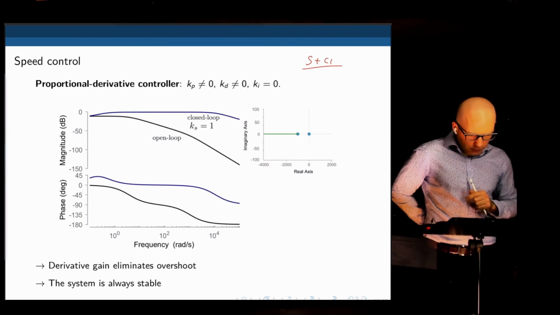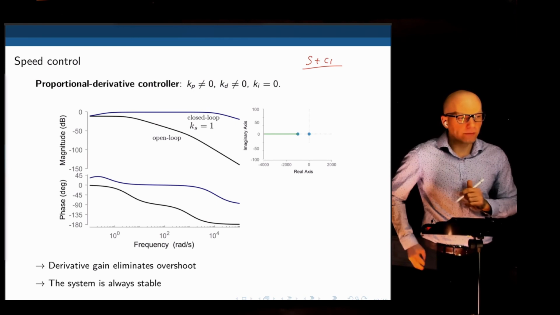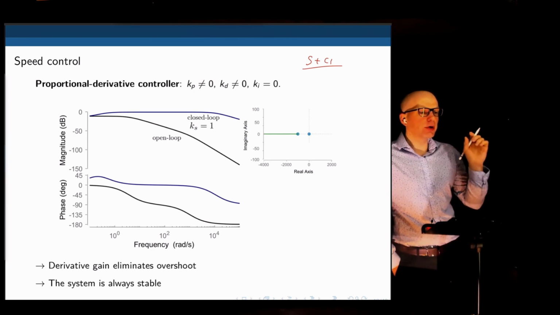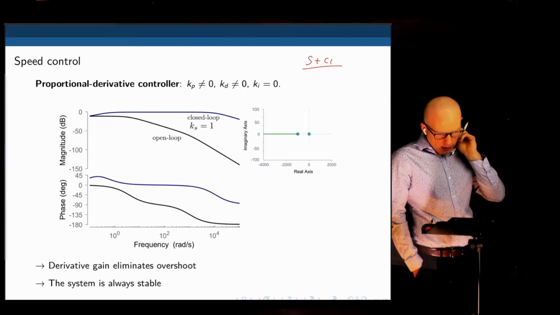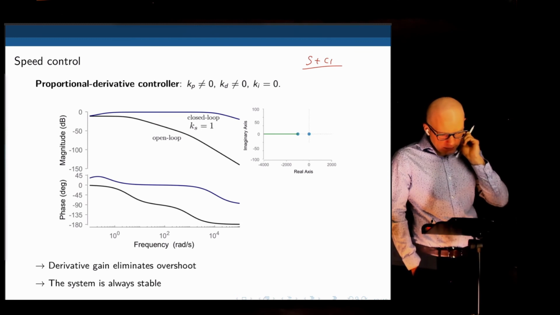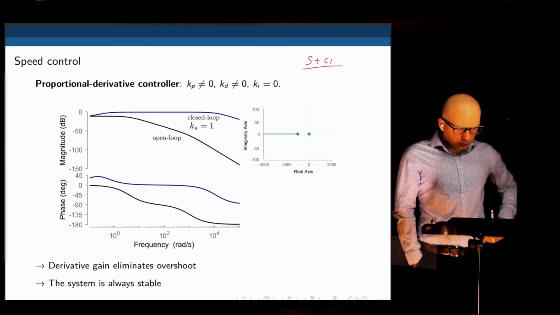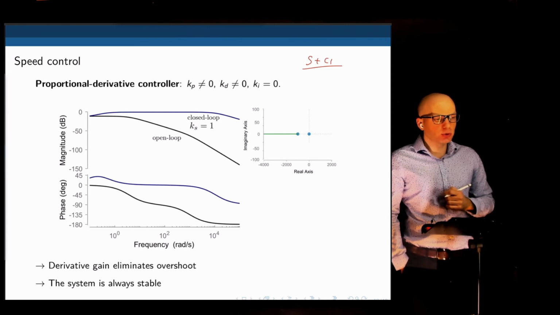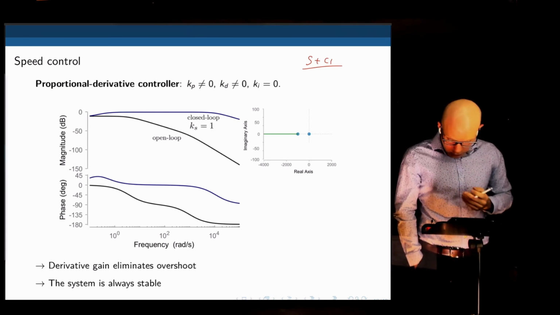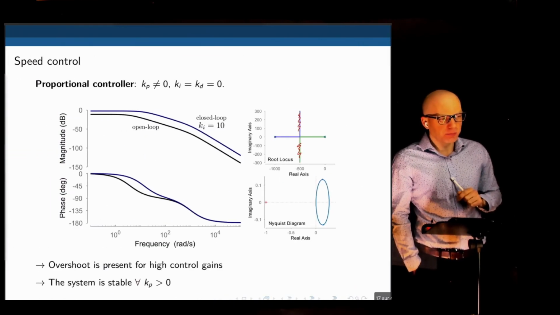And look at the root locus. What can we conclude from the root locus? 0 overshoot, very good, for all values of KP, all values of KD. And what else can you conclude? The system is always stable. So for speed control with a PD controller, everything looks good. The derivative gain eliminates the overshoot that we saw here. Makes sense.